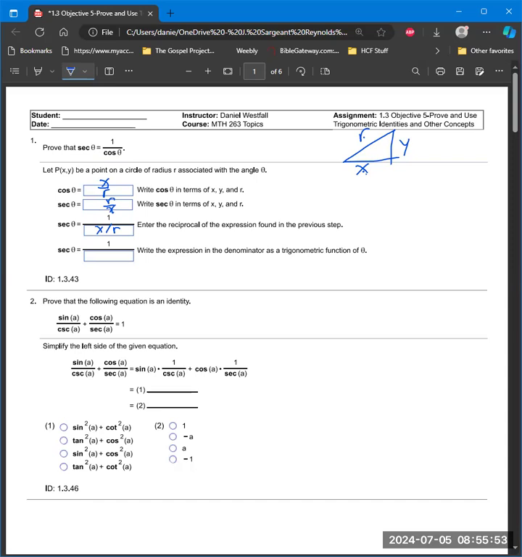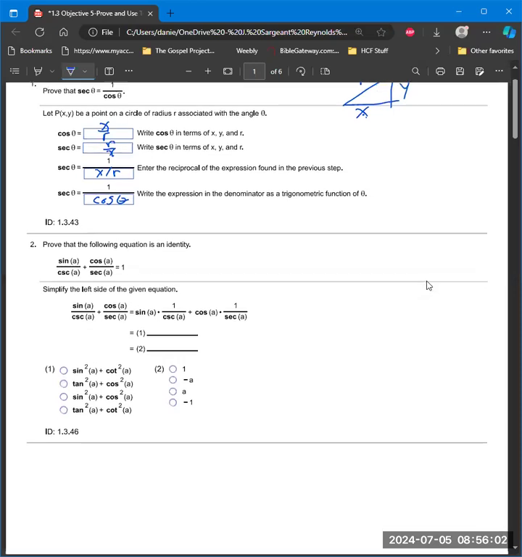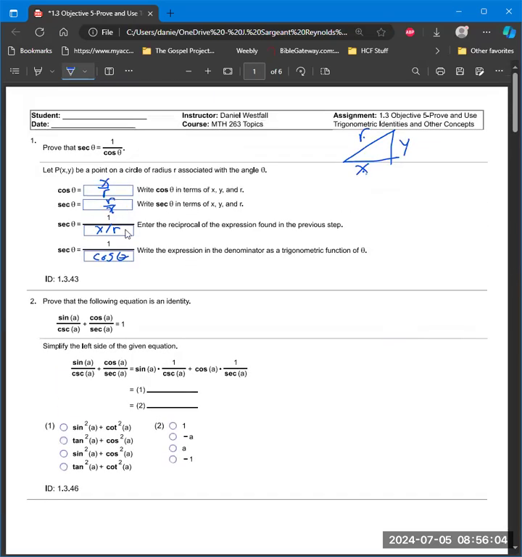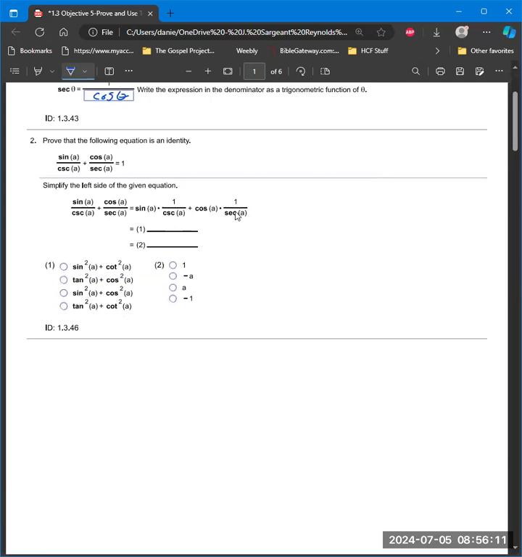So 1 over cosine theta is secant theta. 1 over is the way you can do reciprocal in math. So if we take the reciprocal of r over x, it's x over r. Hopefully that made sense.